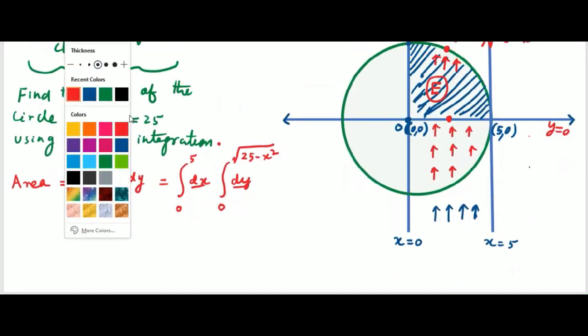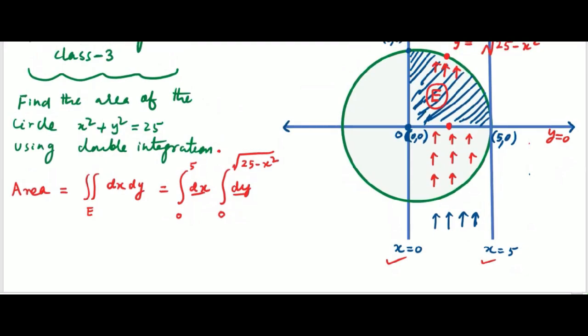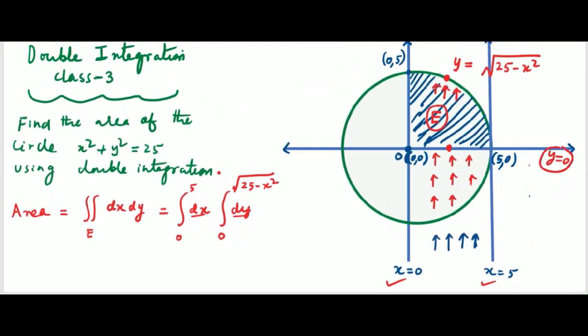These two are 0 to 5. And for these two, I have written y equals 0 and y equals square root of 25 minus x square. So the y limits are 0 to square root of 25 minus x square. That means you are going from this point to this point, for each point. It is not a constant; x and y are varying. For each value of x, y will be different here.